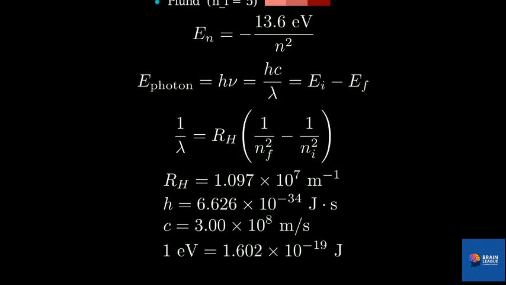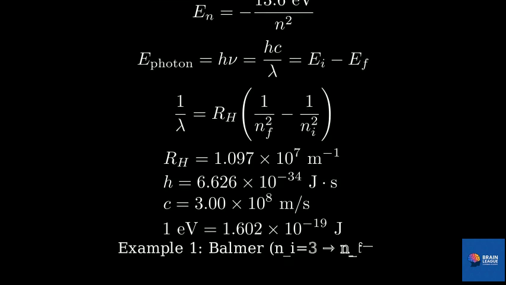Here are the constants we will use. Rydberg constant 1.097 times 10 to the 7 per meter, Planck's constant 6.626 times 10 to the minus 34 joule second, and the speed of light 3.00 times 10 to the 8 meters per second.